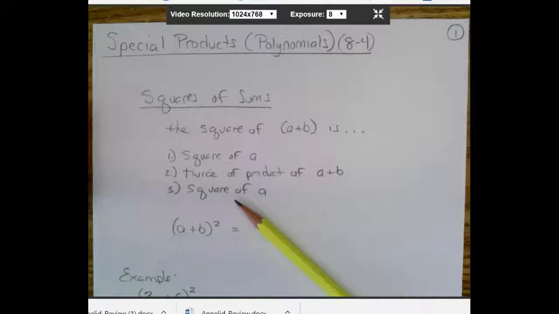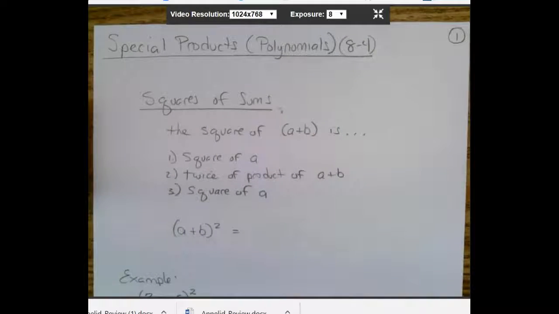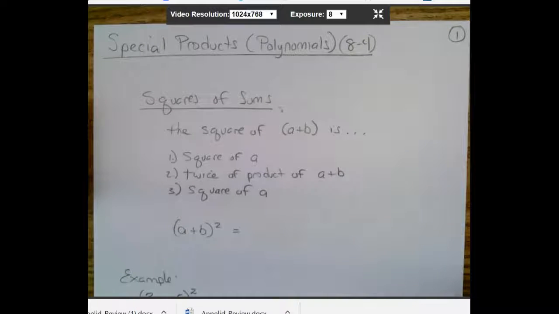Alright, it's our next notes. This is on special products of polynomials. We've been looking at multiplication of polynomials, binomials, and things like that. Now we're going to look at something called squares, squares of sums and squares of differences, and some things that go along with that. This is lesson 8.4.